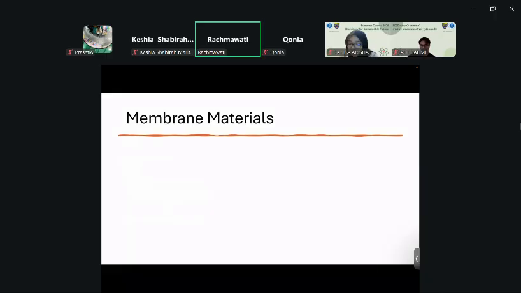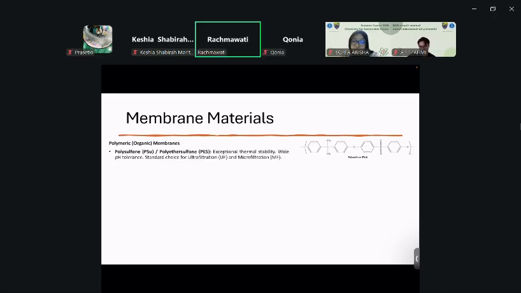Now, how about the membrane materials? If you want to make a membrane material, what chemicals should we use? In general, there are what we call polymeric organic membranes. For example, here we have polysulfone or polyethersulfone. They are largely used because of the exceptional thermal stability. It also has wide pH tolerance, and it's a standard choice for ultrafiltration and microfiltration.